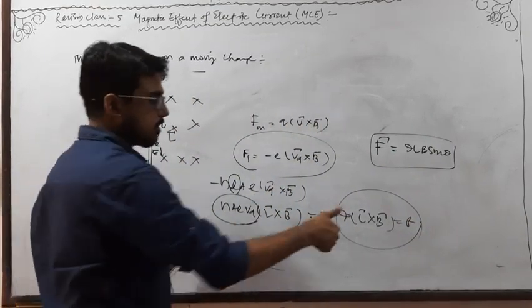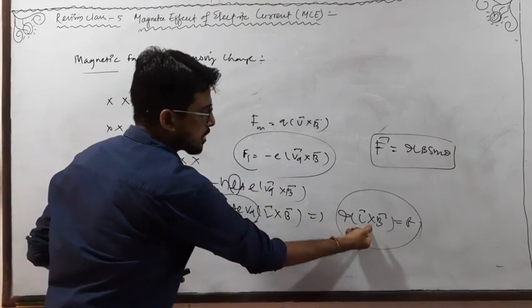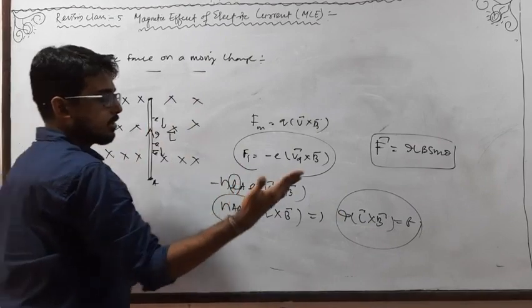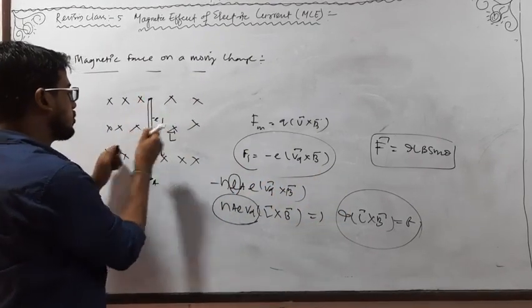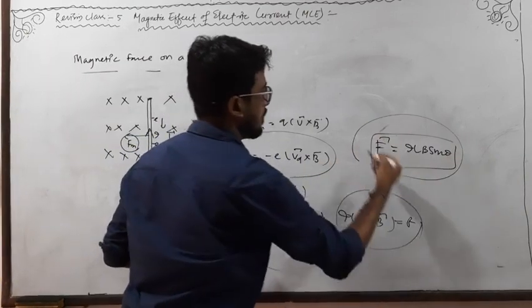The direction of the force can be obtained by using the right hand palm rule. The thumb is along the direction of length, or current, because the direction of length is shown by the direction of current. So thumb along the current, fingers of the right hand along B, then the palm will show the direction of force, which in this case will be along this direction. The magnitude of this force will be ILB sin theta.